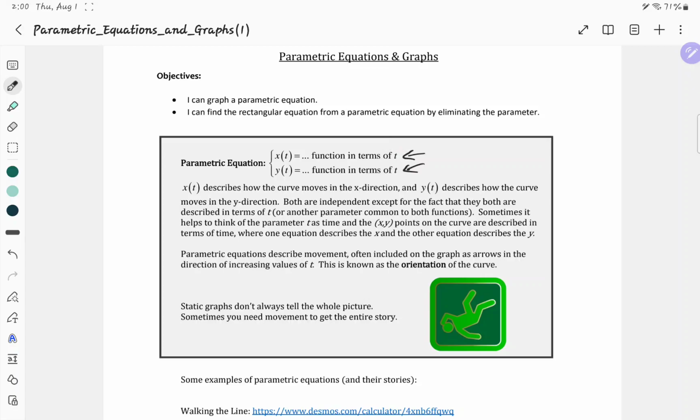So as time increases, the x will move, the y will move, and your point in space or in the plane will move as well. So we're just going to be doing these two variable ones. You can have more parameters, so I could have an x, y, and z if I wanted to move in 3D space, or even more functions than that as well. But we're just going to stick with two for now.